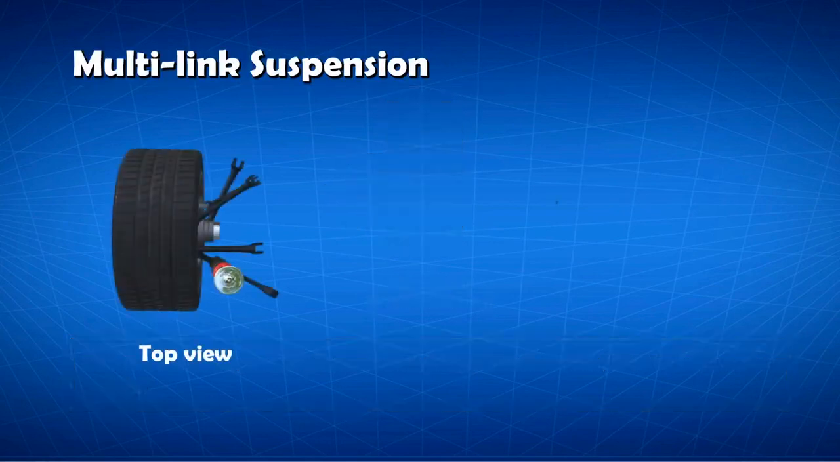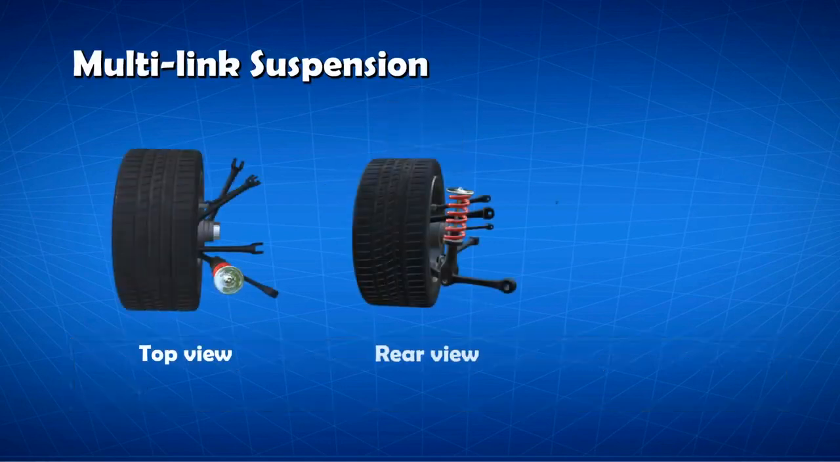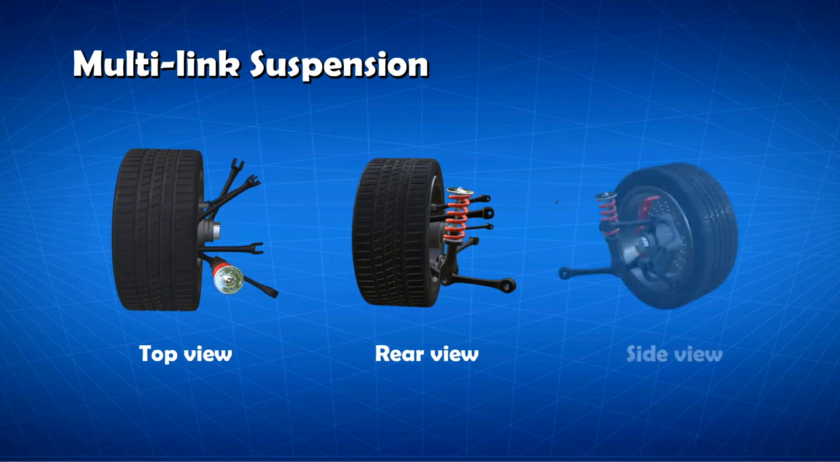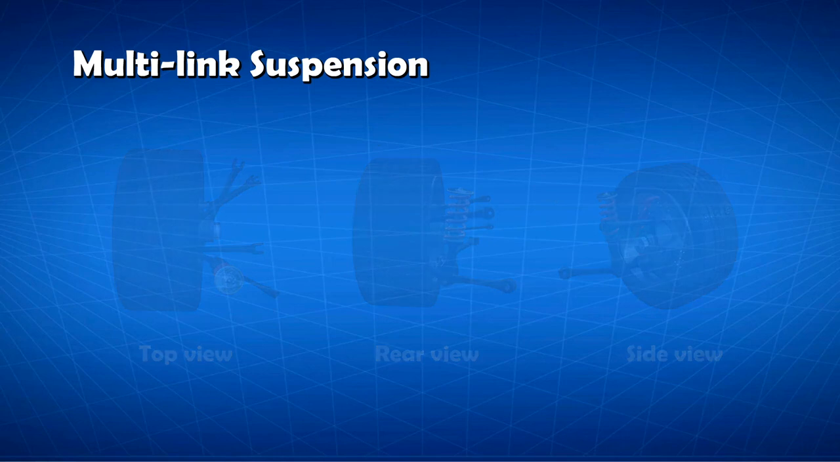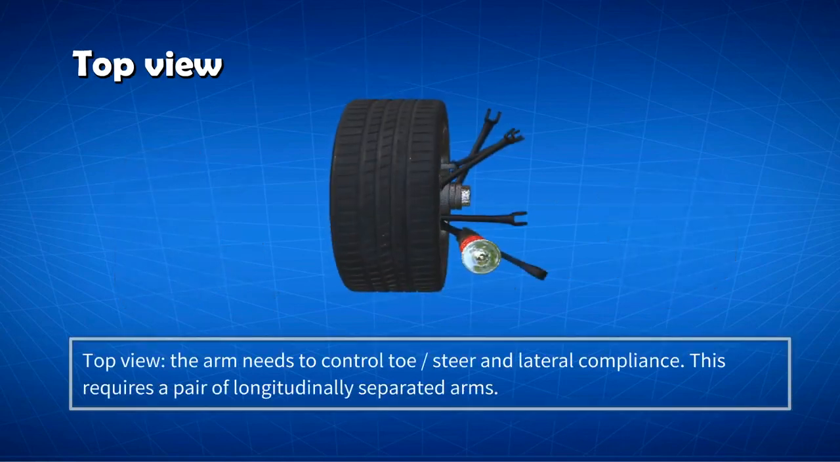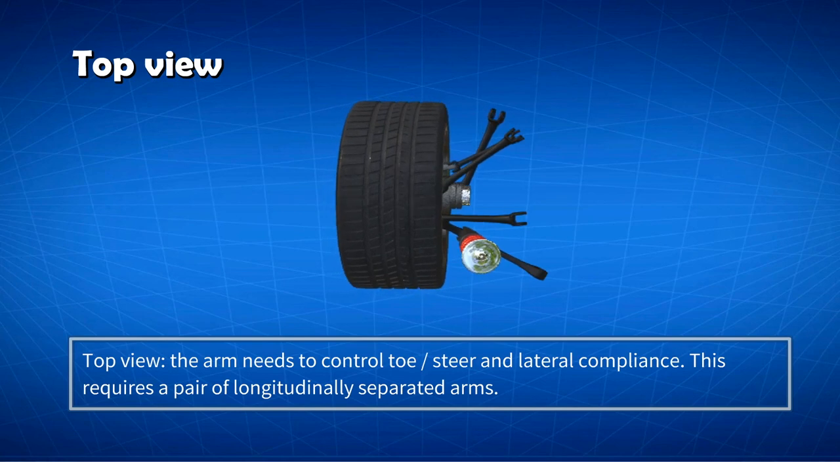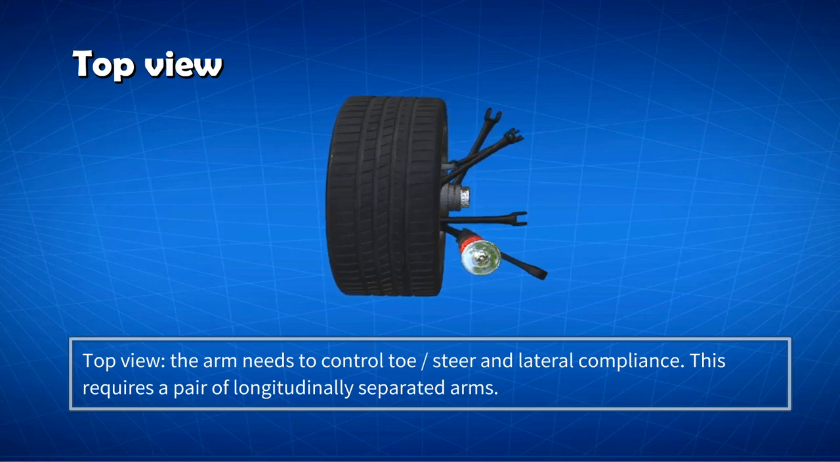To better understand multi-link suspensions, let's consider the function of these arms and the 3 orthogonal planes, the top, rear and side view. In the top view, the arm needs to control toe, steer and lateral compliance. This requires a pair of longitudinally separated arms.